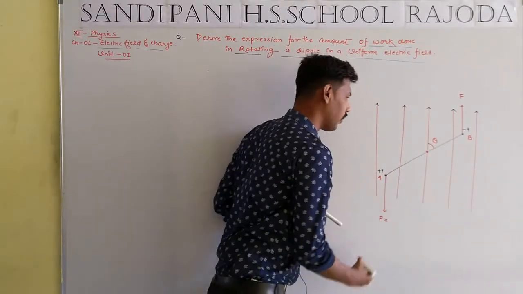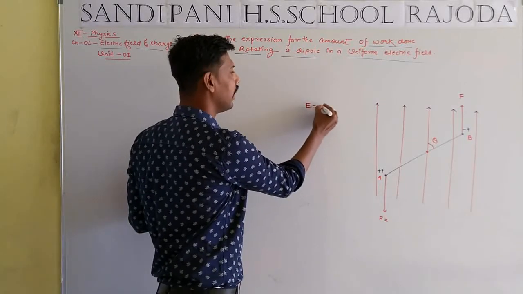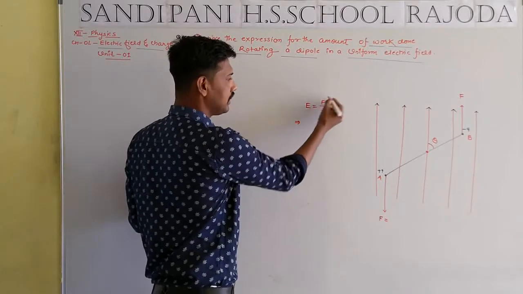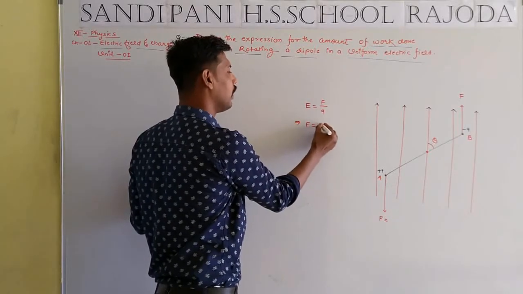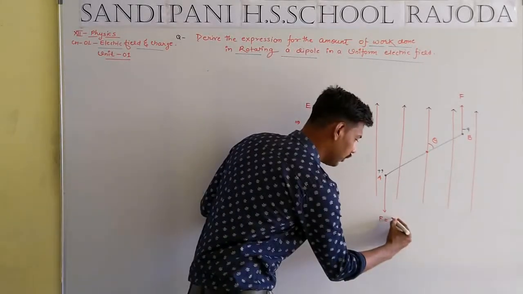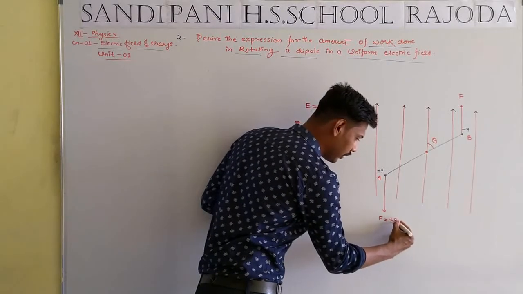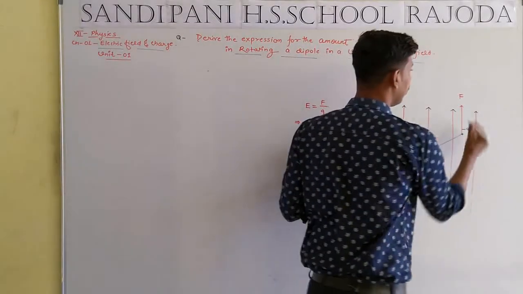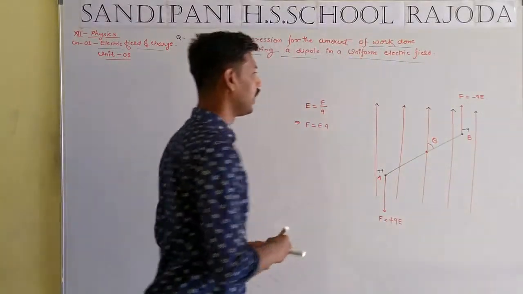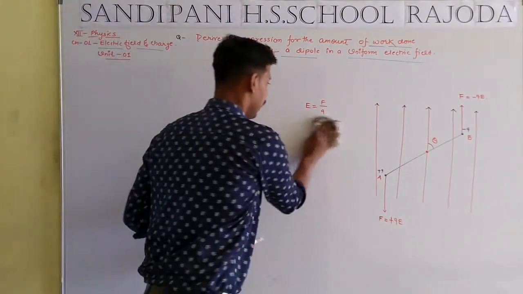What is the proper definition of intensity of electric field? E equal to F upon charge, such that force will be equal to E into Q. So F equal to EQ. Where the charge is positive, the force is plus QE, and here the force is minus QE. Students, I hope you are getting the proper meaning of each and every point.